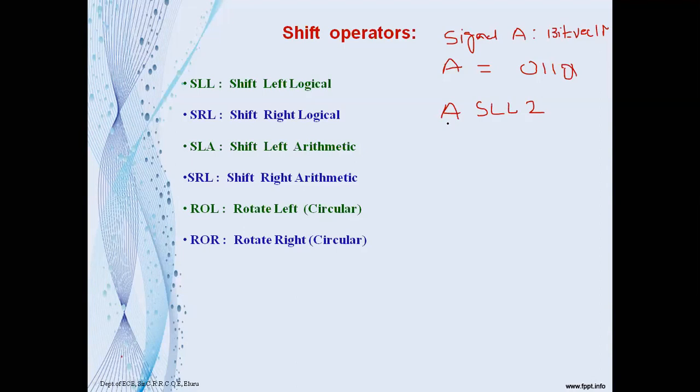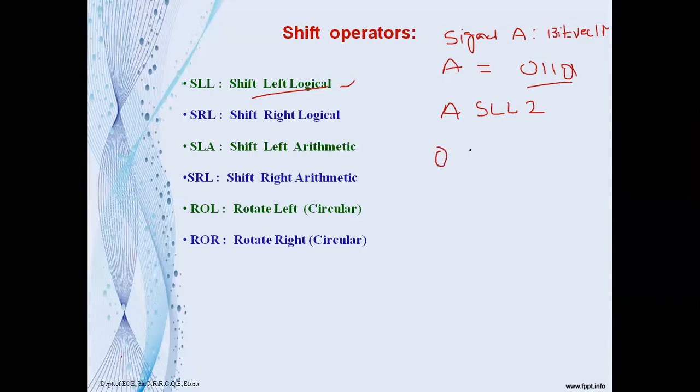So A is a signal and we intend to perform a shift left logical operation on it. How many times does this function have to be performed? 2 times. So this is the function that you can assign in your VHDL. Now you can assign this value to some other vector. Now what is the resultant value that you get for the shift left logical operation? Take this as a reference example value.